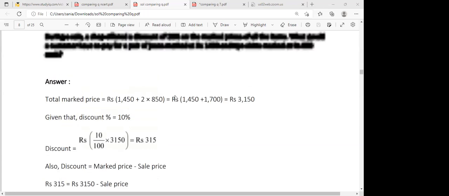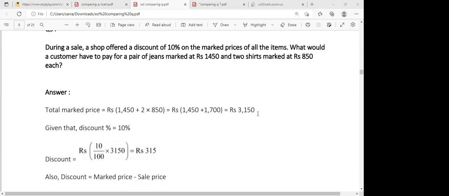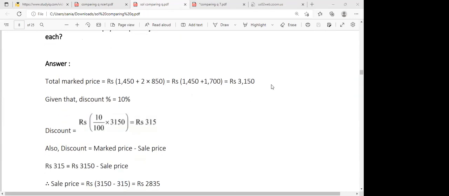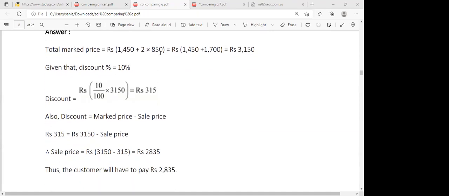It was given that 10% on marked price. So what is your marked price? It is this. So 10% of this, right? Okay, complete it.